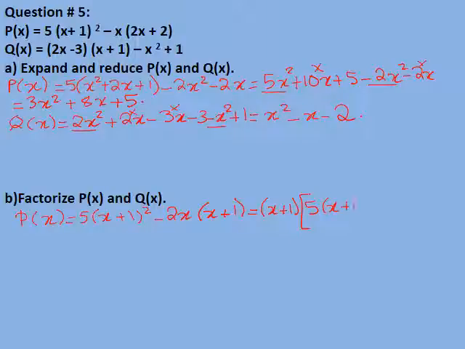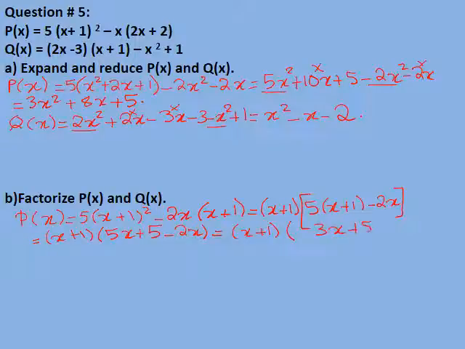If we take x plus 1 common, we have x plus 1 into 5 into x plus 1 minus 2x. Let's get rid of the second parenthesis: x plus 1 into 5x plus 5 minus 2x. Okay, in the second parenthesis, the similar terms together: 5x minus 2x, 3x plus 5. So this is the factorized P of x.